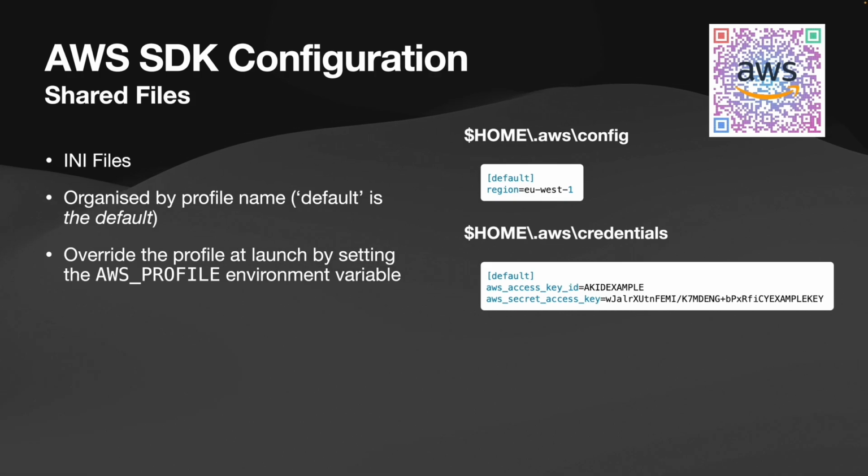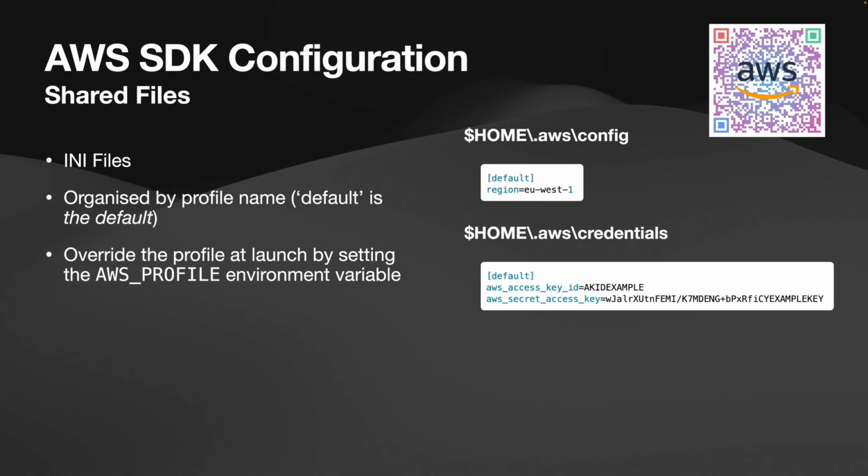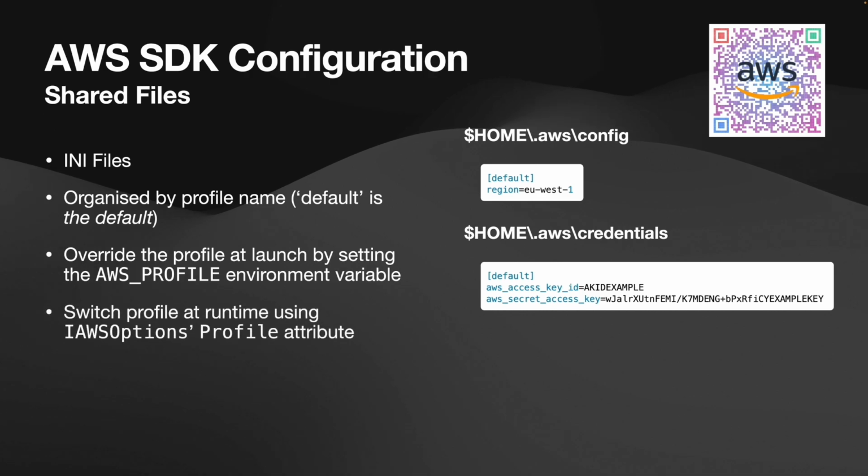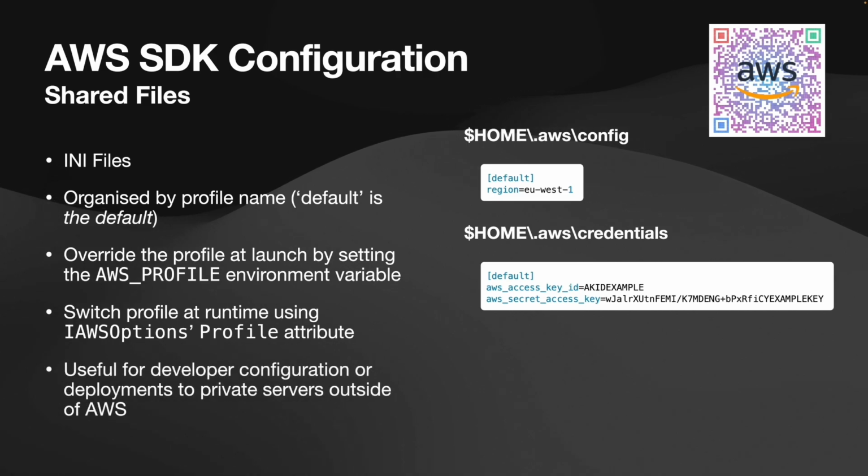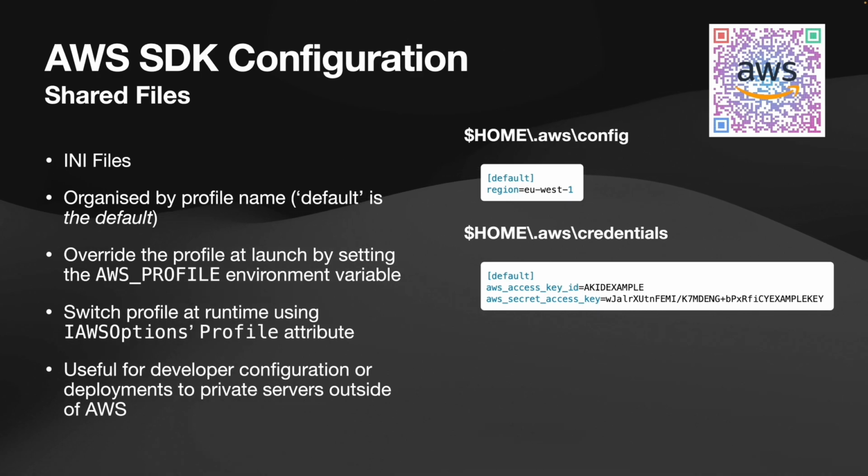You can override the profile that you load by setting the AWS profile environment variable. That means any programs you launch within that session will load a different configuration. You can also switch those at runtime using the IAWSOptions profile attribute. We'll talk more about that shortly. So this configuration is useful for developer configuration or deployment to private servers outside of AWS, where you don't have another mechanism to retrieve credentials.